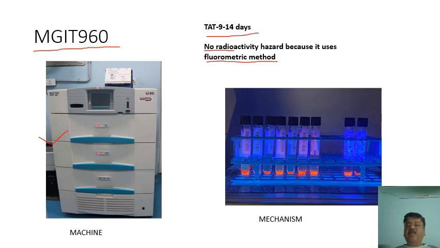Once the organisms grow in the medium, because of lack of oxygen, the quenching effect will be decreased, leading to fluorescence, and that fluorescence is detected by the sensor in the machine, which will give an early result. So there is no radioactivity hazard because it is a fluorometric method. It is not a radiometric method.